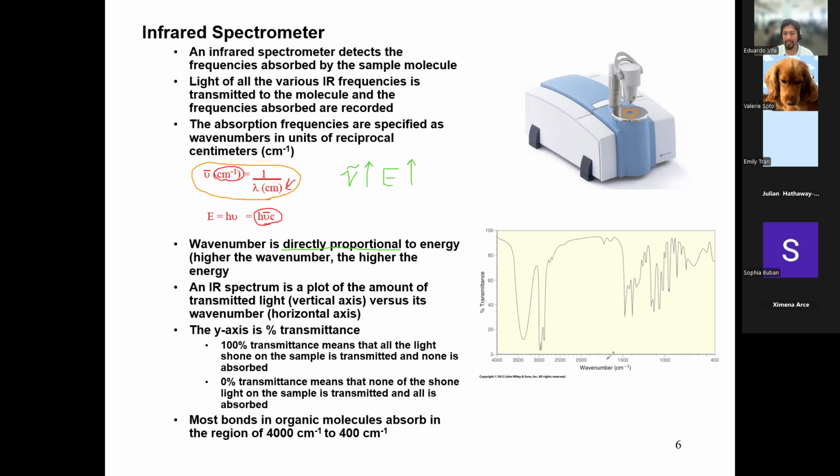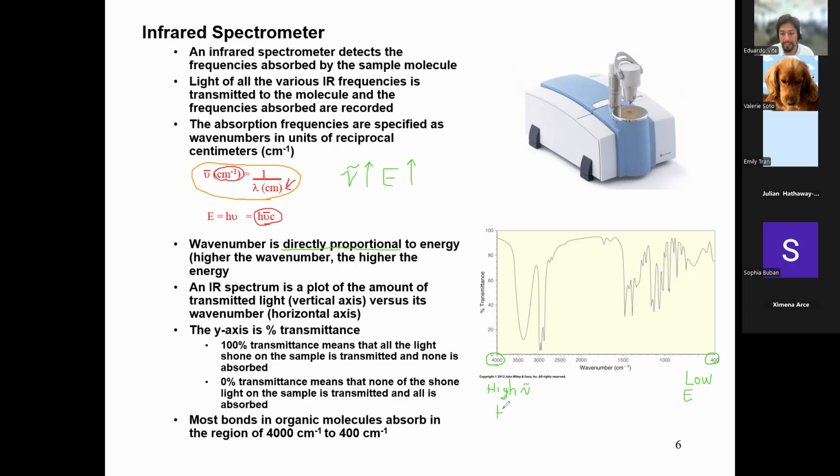So if you look down here at this graph on the bottom right, you'll see that the x-axis on the very right is 400. This is low energy. So right here, it has low wave number. So we say that this is low energy. And then if you look on the very left, it goes all the way to 4,000. It's not linear, it's a logarithmic graph. This 4,000 is a high wave number, and therefore it has a high energy.